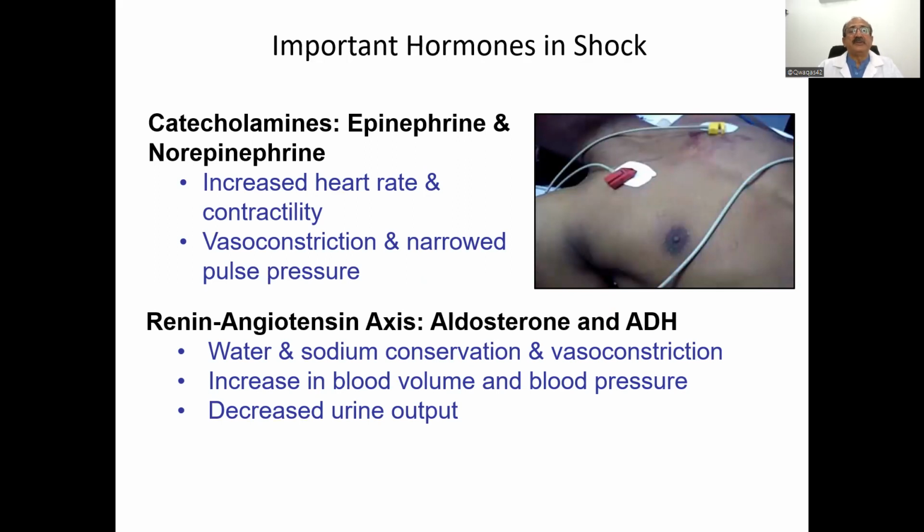Simultaneously, important hormones are also released. They are catecholamines, epinephrine and norepinephrine. They increase the heart rate, the contractility, and vasoconstriction. That is the initial response. Simultaneously, this vasoconstriction is also enhanced by the renin-angiotensin system, which releases aldosterone and ADH, which conserve the water and the sodium. So it tries to increase the blood volume and the blood pressure, and urine output is also decreased. So these are the initial responses to hemorrhage.